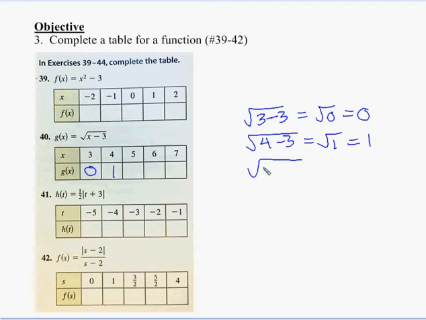And, you know, sometimes it's not going to come out evenly, and that's okay. This one will be square root of 2, which is, we're just going to leave it, square root of 2. So anyway, just fill in the table. Go ahead and leave it as a radical if you need to. This is nothing more than just filling out a table of values. The operations look a little more complicated, but they're really not.